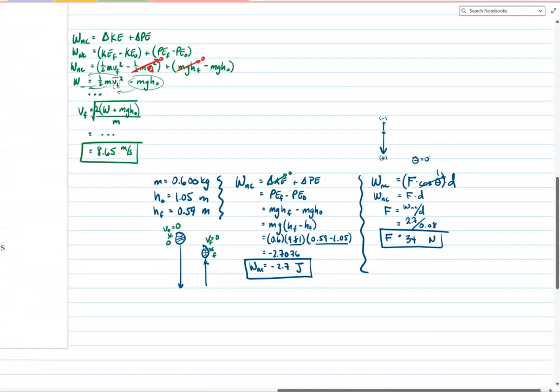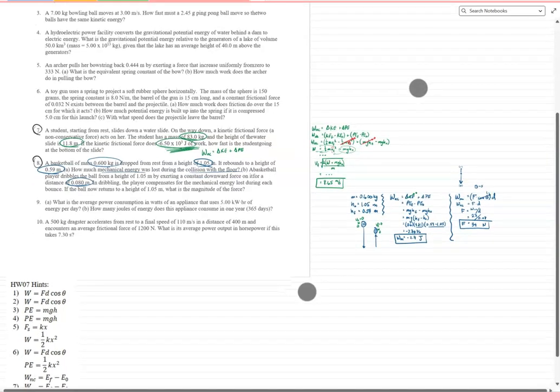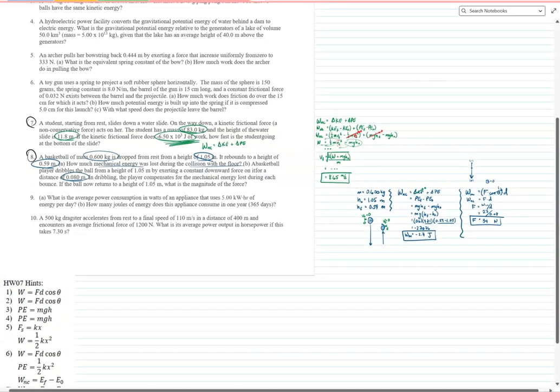All right, so there are a few examples of our work and energy theorems, this notion of conservation of energy and how that might be applied to some real-world situations. So hopefully that helps some things a little bit, and we'll continue to discuss them more as the weeks progress.